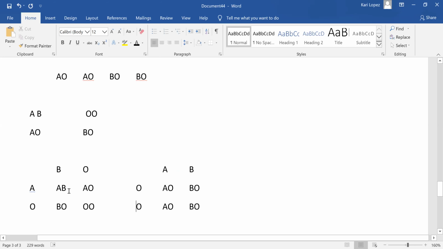Correct. Blood type. Yes. So that's why I got it wrong. I put AB, OO when it should have been BO, AO. Yes.